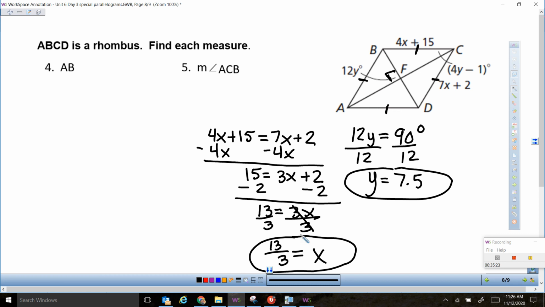Okay, so number 4 asks us for AB. AB is one of the sides. So do they have it marked? No, so I could use either one of these. I could use the 4x plus 15 or the 7x plus 2. Which one do you want to use? 7x plus 2. So this one is equal to 7x plus 2. Instead of x, what do I put for x? For x, we do 13/3.